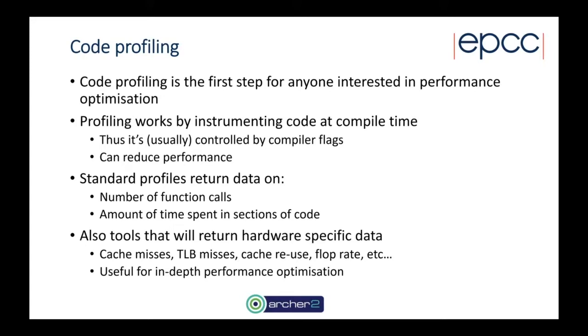You can go full on sampling or full on tracing of your application, where you're looking at the performance of every single line of code, or collecting very specific hardware counters very often. And that can have significant impacts on performance. So in general, we don't run applications with profiling turned on by default because it costs performance, but it's something we can add at compile time when we want to find out what's going on in our application.